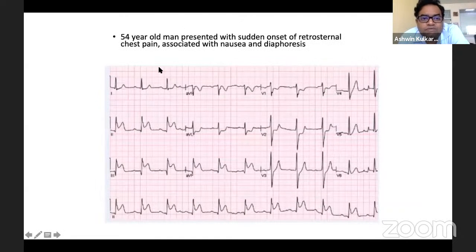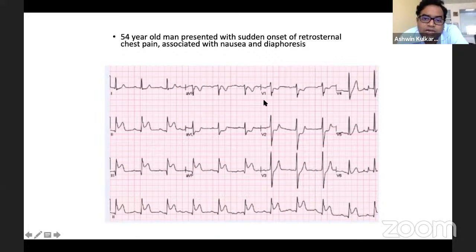So this is a picture. A 54-year-old man presents with sudden onset of retrosternal chest pain associated with nausea and diaphoresis. Here you can see the ST segment elevation in lead 2, lead 3, AVF. Okay, there is an inferior wall MI. Here, as I told you, you look at lead 2 and lead 3. In lead 3, there is increased ST segment elevation. Now there are reciprocal changes in lead 1 and AVL also.